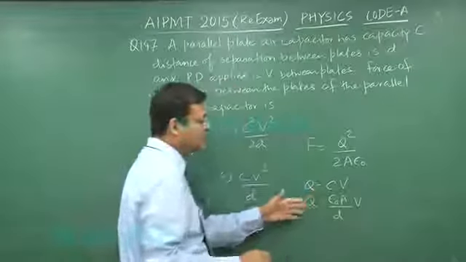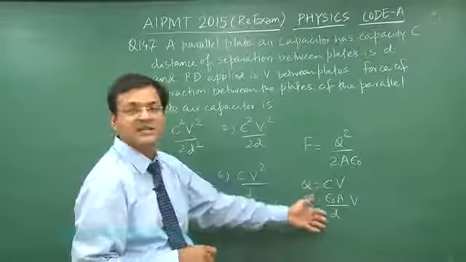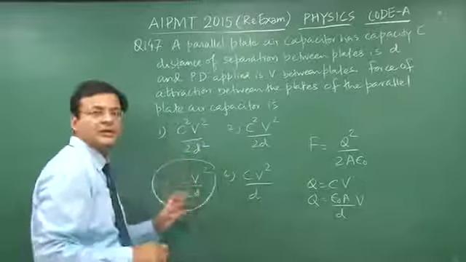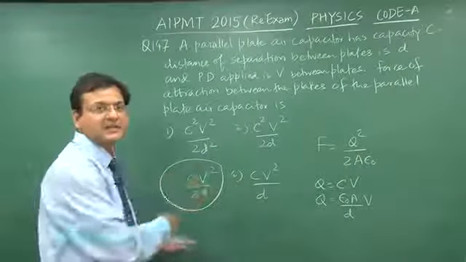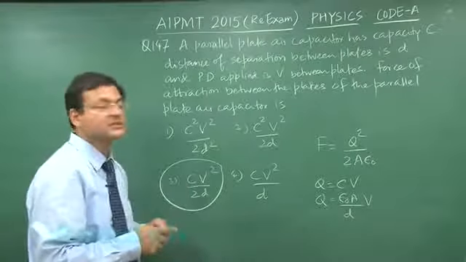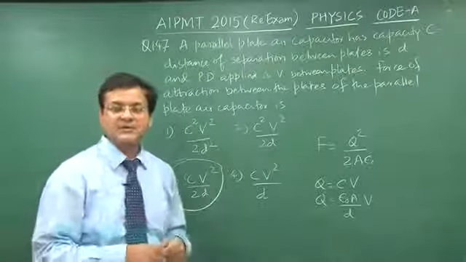So you can substitute this value of Q here and use the expression that C is equal to epsilon naught A by D. Ultimately you will find that the expression is CV square by 2D. In fact, this is a standard expression of force of attraction between the plates. So you should mark this answer 3. That is the answer to question 147. Switch over to next question, that is 148.